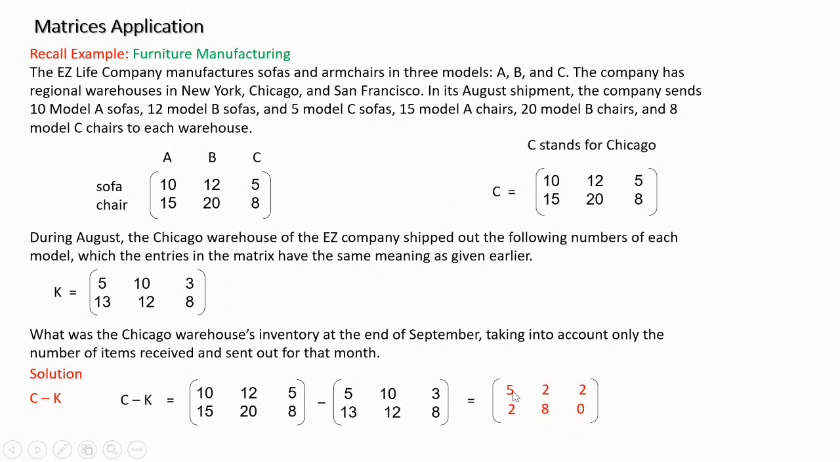So what was left? There were 5, remember, the first row represents sofas and the second row is chairs. So there are 5 Model A sofas, 2 Model B sofas, and 2 Model C sofas left, and 2 Model A chairs, 8 Model B chairs, and there are no Model C chairs left because they all went out.